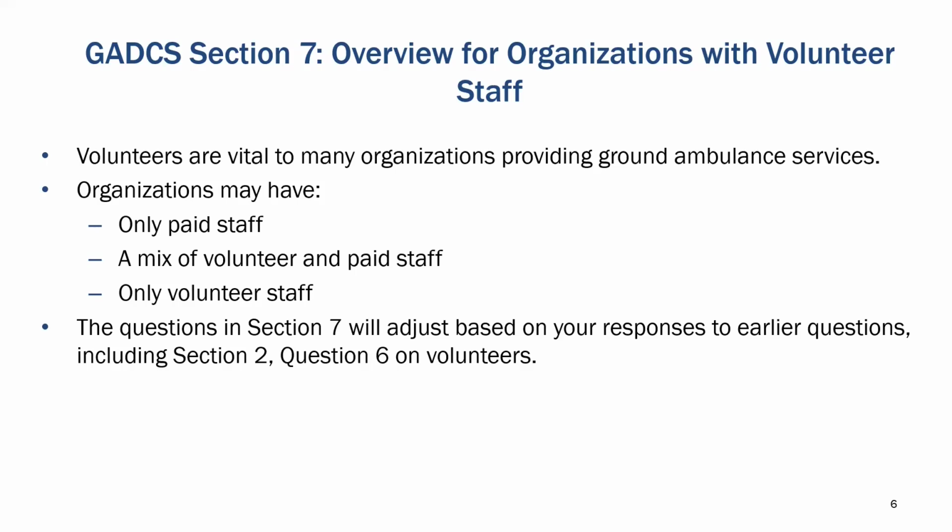Volunteer staff are vital to the operations and sustainability of many of these organizations. Capturing information about time spent on ground ambulance operations, as well as costs associated with supporting volunteer staff, such as stipends, honoraria, or benefits, is crucial to accurately estimating the cost of ground ambulance operations. While some ground ambulance organizations utilize only paid staff, many others use a mix of volunteer and paid staff, and some rely on volunteer staff exclusively.